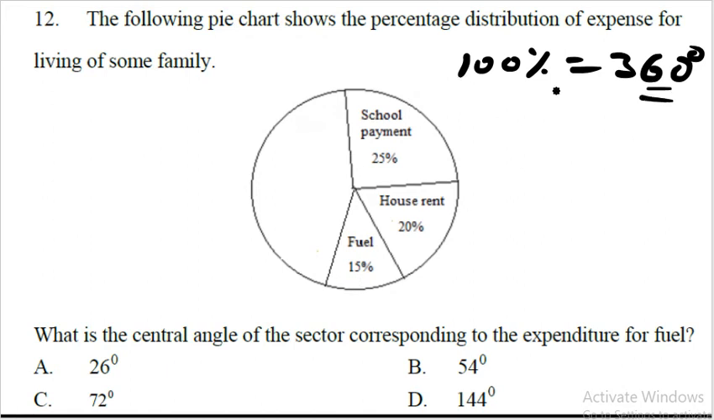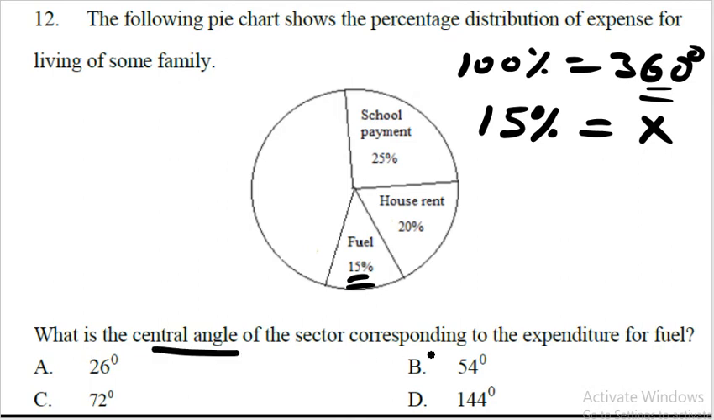So if 100% is 360 degrees, what will be 15%? You can do it by crisscross this way. Because the fuel is 15%, it's given to you. What is the central angle of the sector corresponding to the expenditure for fuel? We are asked this one. The 100% means the total percentage, and how many degrees is it? 360 degrees. How do I know? Because it's just a full circle. But the fuel in percentage is given to you. We are asked to find it in degrees, so we can use crisscross here.